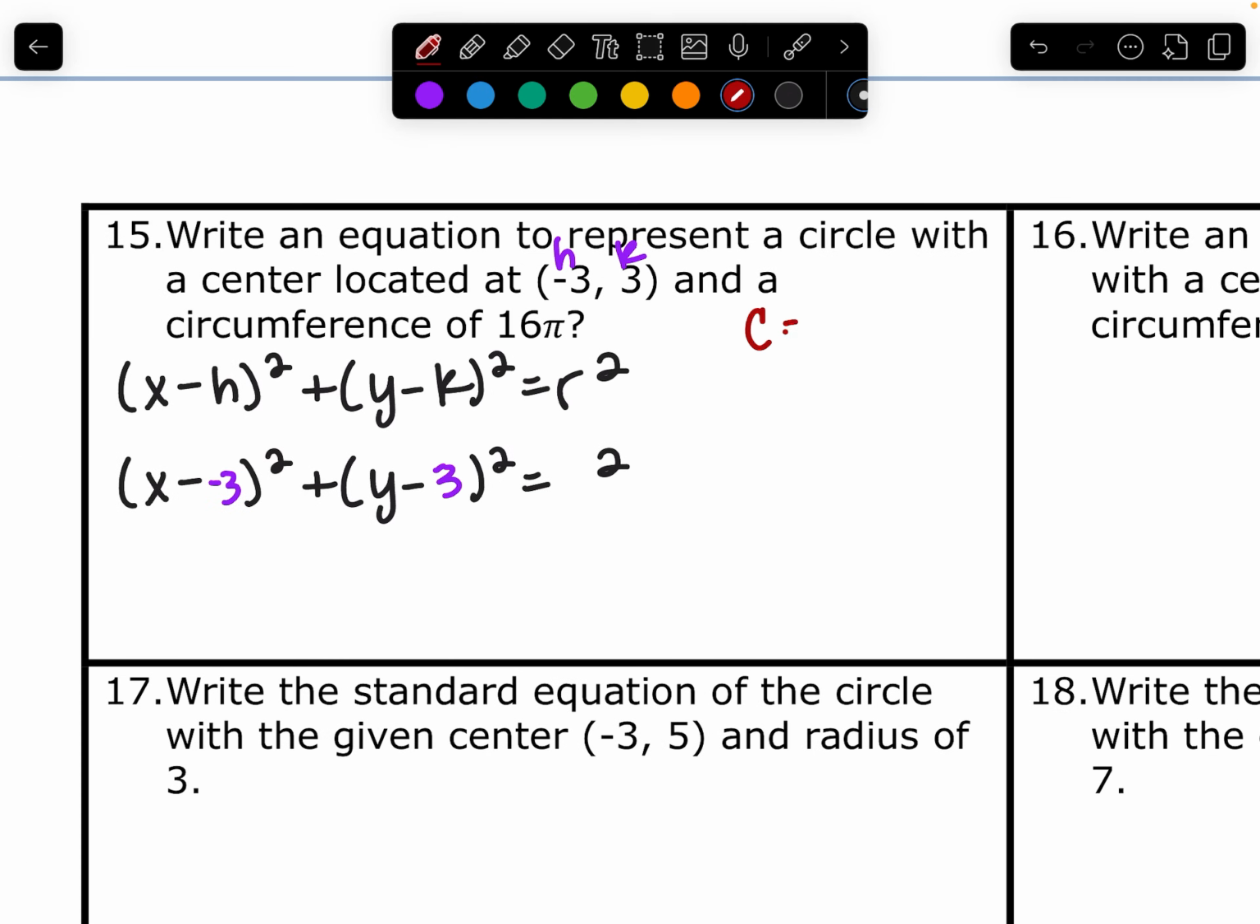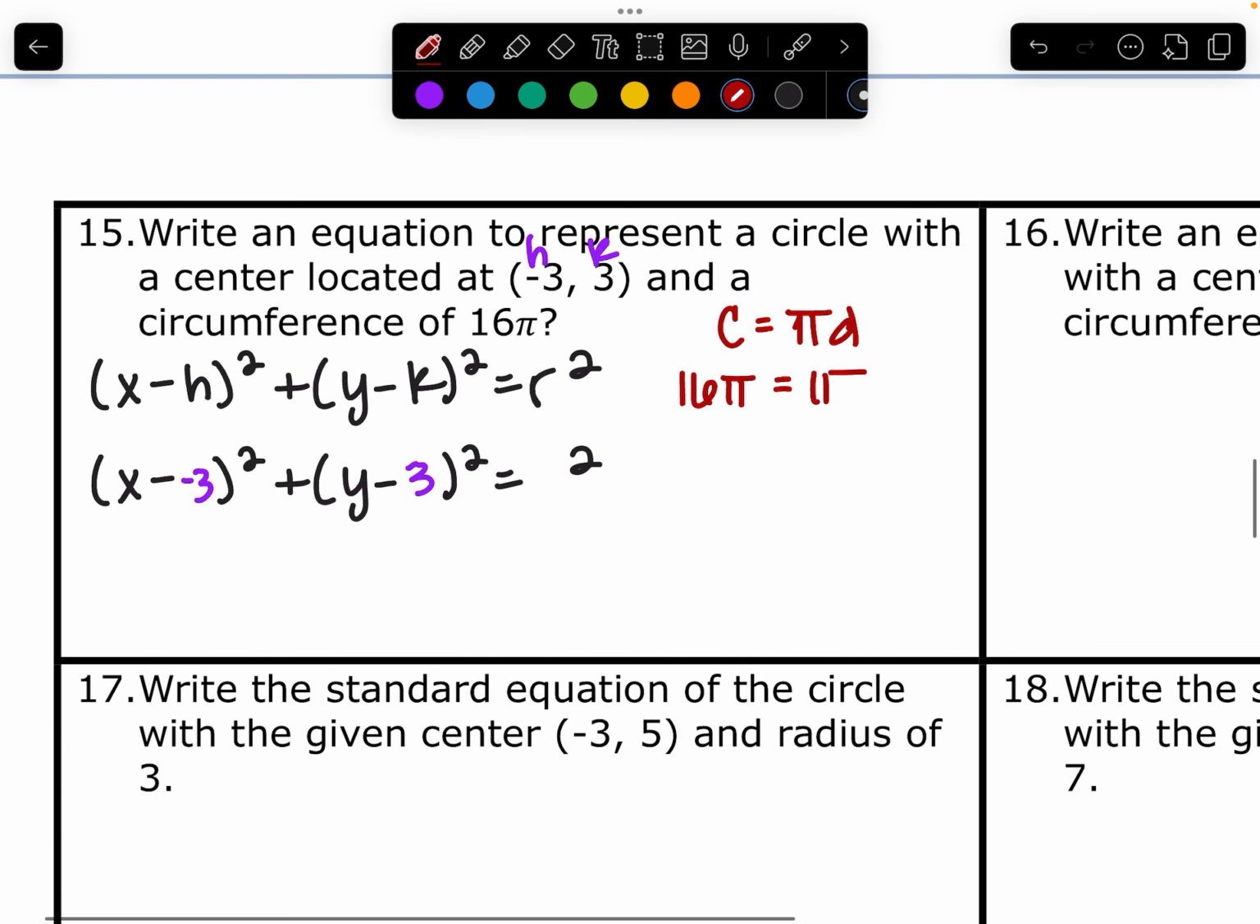So since circumference equals 16 pi, and we know that circumference equals pi times diameter, we can just say that 16 pi equals pi times the diameter. Now notice that pi is on both sides. They cancel out, okay? This is why. If we divide both sides by pi, they cancel out. So you're left with the fact that 16 is the diameter, which means half of that would be the radius.